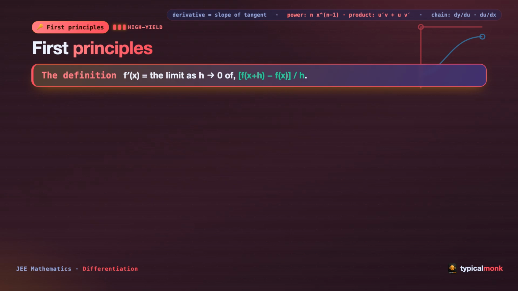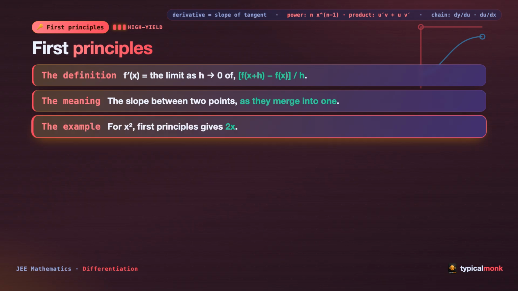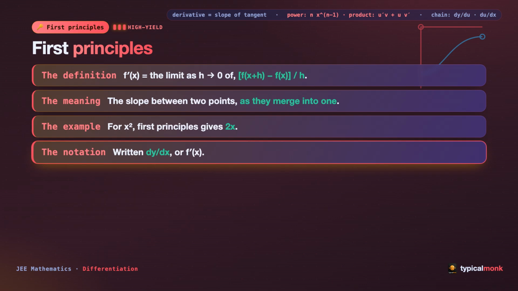Now, the derivative from first principles. The definition: f prime of x is the limit as h tends to 0 of f of x plus h minus f of x, all over h. The meaning: it is the slope between 2 points as they merge into one. The example: for x squared, first principles gives 2x. The notation: we write it as dy by dx or as f prime of x.